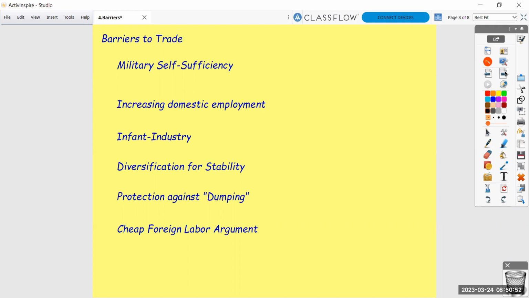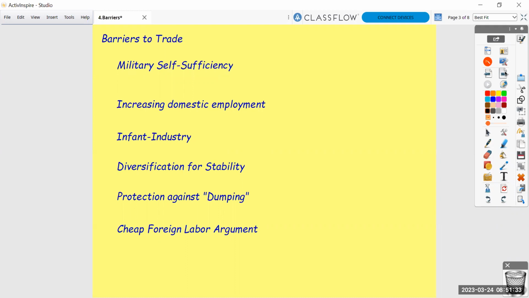The third is called an infant industry, and it is exactly what it sounds like. An infant is something like a newborn, just starting out. So if we have an industry that is just being created in the domestic environment, they might lobby to say, hey, can you please protect us so that we can grow and be more competitive? Another is diversification for stability. When we talked about comparative advantage, there may be an economy that wants to diversify, so that just in case something happens in the world, they would still be able to produce those items.